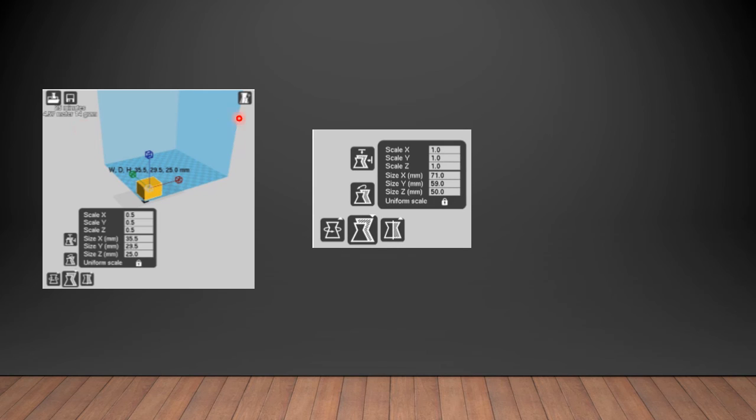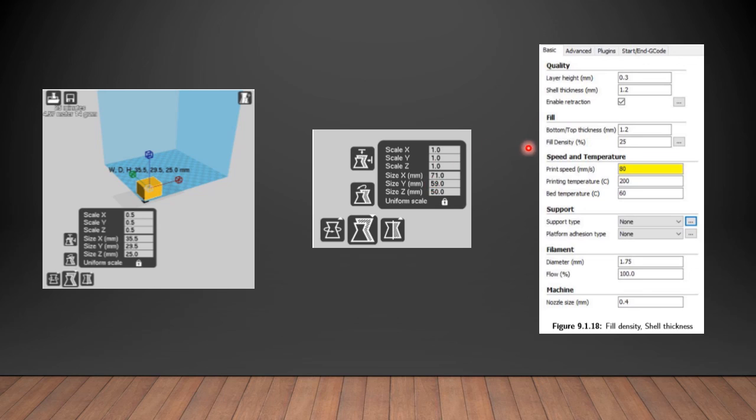So as you can clearly see, these are the scaling options. Here we have designed a cube, and we have scaled it down, and it doesn't seem to be a cube. The size is here 71, 59 and 50. Yes, it's a cuboid here. We are going to print that cuboid.